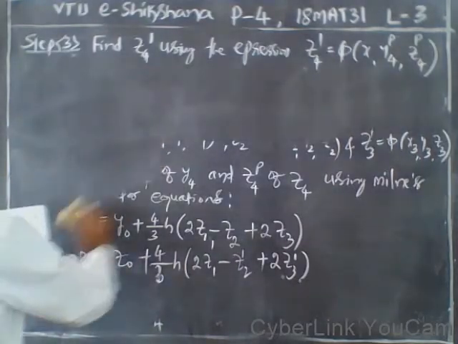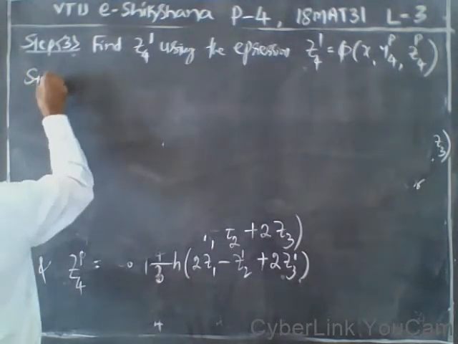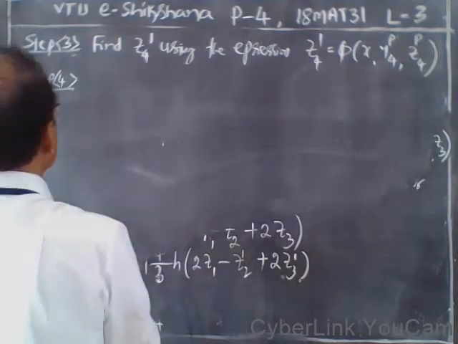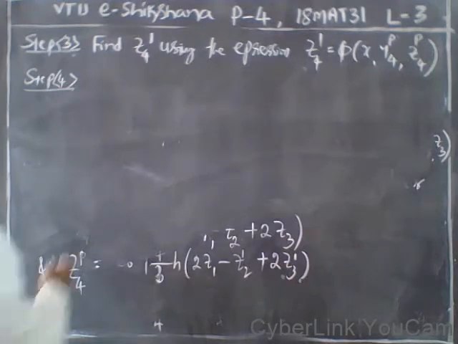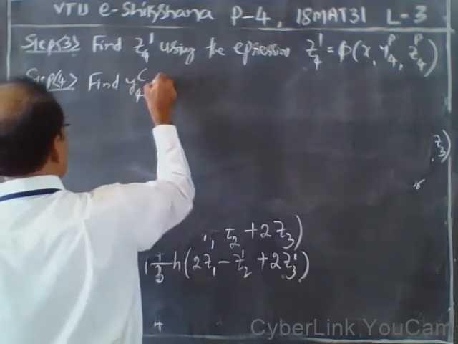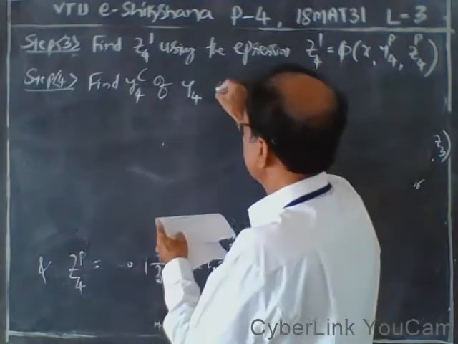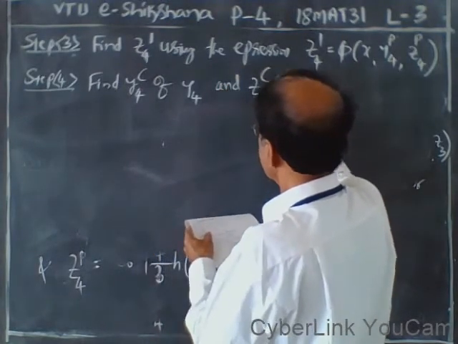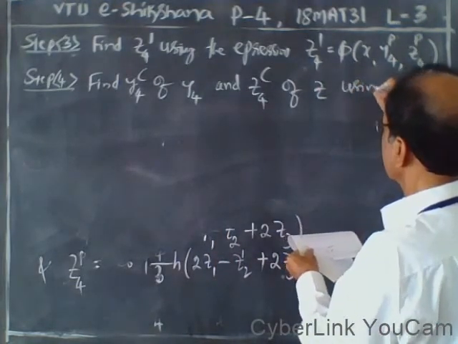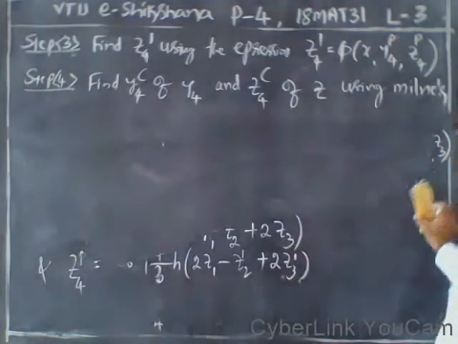Then in step 4, find y4c of y4 and z4c of z4 using Milne's corrector equations.